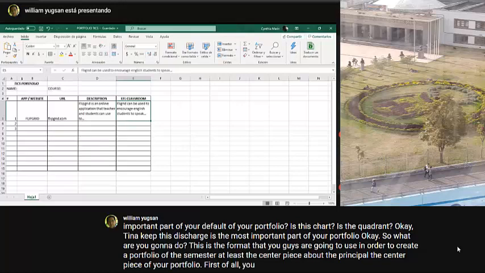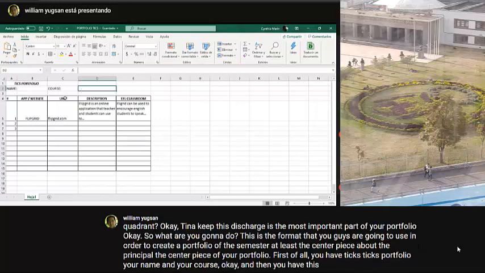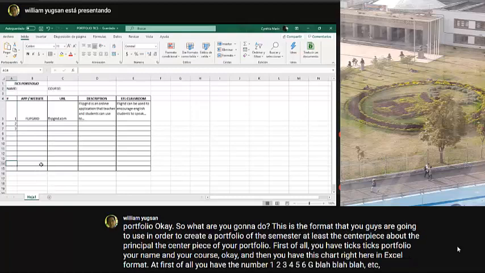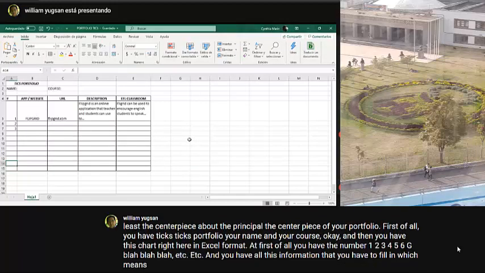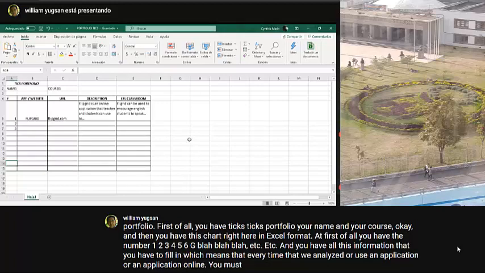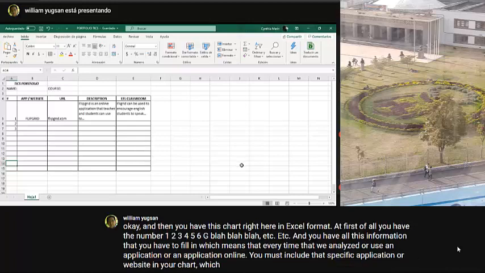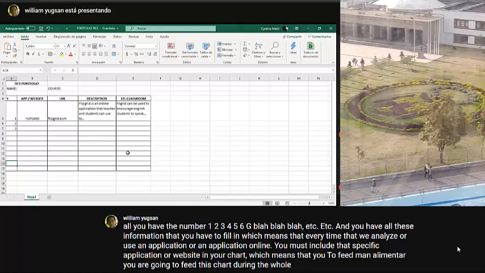First of all, you have the title, portfolio, your name, and your course. Then you have this chart right here in Excel format, with the numbers 1, 2, 3, 4, 5, 6, 7, etc. You have all this information that you have to fill in, which means that every time that we analyze or use an application or website online, you must include that specific application or website in your chart, which means that you are going to feed this chart, van a alimentar, during the whole semester.